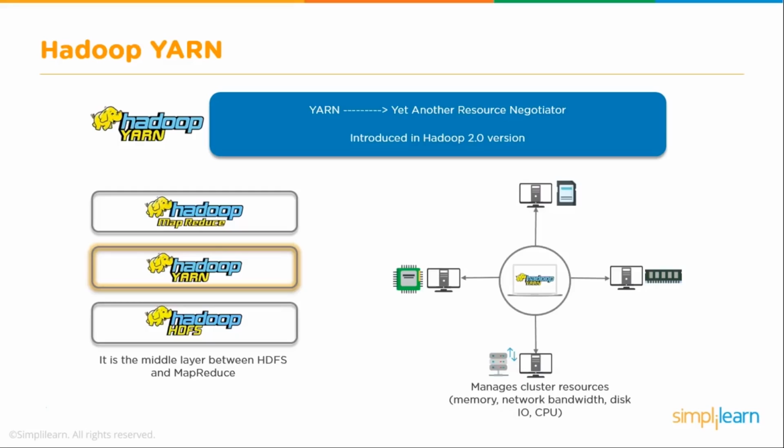So if we talk about a cluster, we are talking about multiple nodes connected together, multiple nodes which are offering CPU and RAM for processing, and then somebody has to manage those resources, such as memory usage, or what is the network bandwidth, or basically the disk IO or the CPU cores for the processing. And this is managed by YARN.